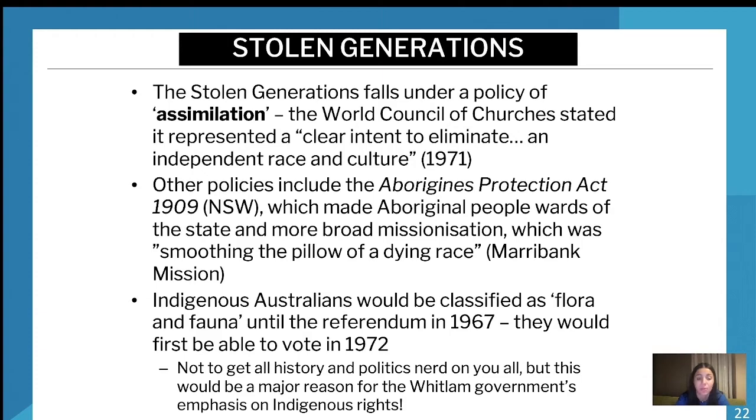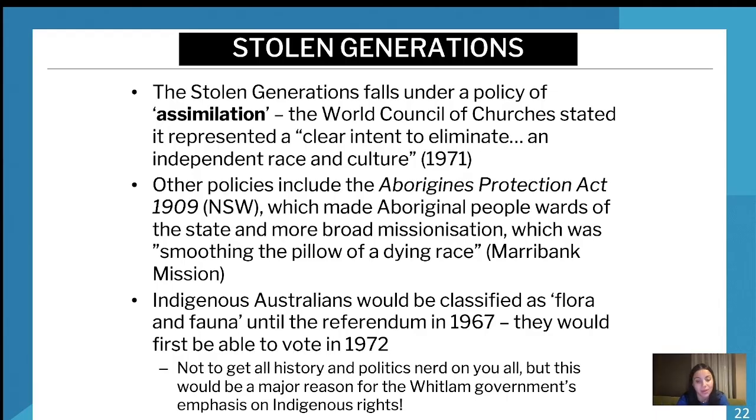And we've got this quote from a mission. And Indigenous Australians would be classified as flora and fauna until the referendum in 1967. So they weren't even classified as people, they were classified as animals and plants, legally, until the referendum in 1967, which wasn't even that long ago when you think about it. And then they were first given the chance to vote in 1972.